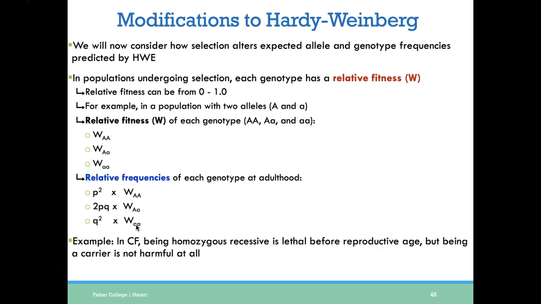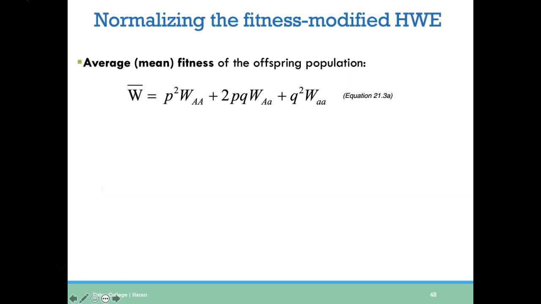So another example, right? We said that in cystic fibrosis, being homozygous recessive is lethal before the reproductive age, but being a carrier is not harmful at all. So if you were to assign relative fitness values, you would say that being little a little a is a zero fitness. You have no chance of survival. Whereas being a homozygote dominant or a heterozygote carrier gives you the same likelihood of reproducing. So that would be a fitness value of one. So now we have to get into a little bit of math.